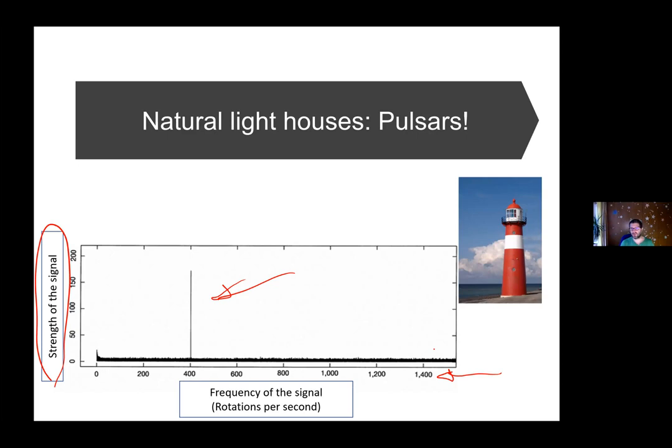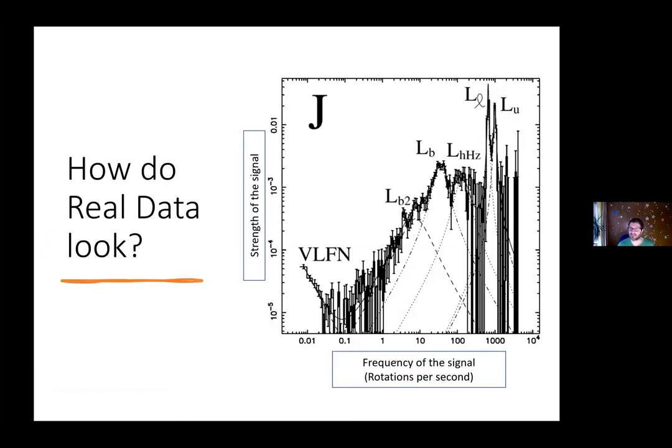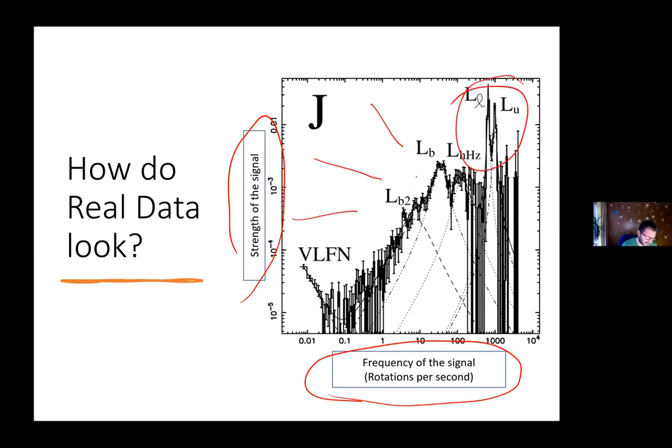That is only in a few cases. In reality, in most of the cases, you detect something that is complicated like this. Again, this is frequency. It's basically rotations per second. And this tells you about the strength of that signal. And you see a lot of peaks here. These peaks tell you about the different processes that are happening very close to the neutron star, how that gas is falling onto the compact object.